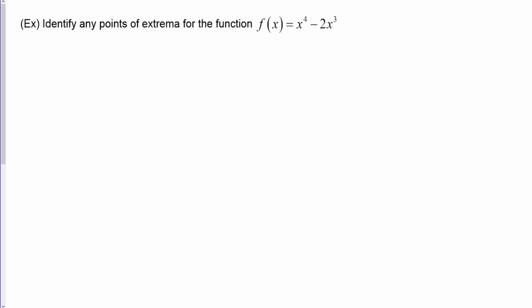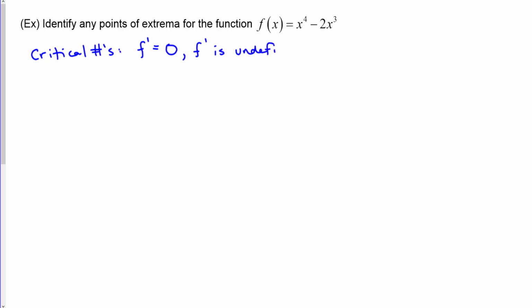Here we identify any points of extrema for a function. This is asking us to come up with the critical numbers and use the first derivative test in order to identify if those critical numbers are relative minimums, relative maximums, or neither. So it begins with finding those critical numbers. You should get pretty comfortable with the fact that critical numbers are found by taking the first derivative and setting it to 0, or finding where the first derivative is undefined.